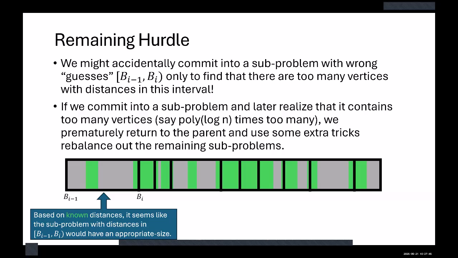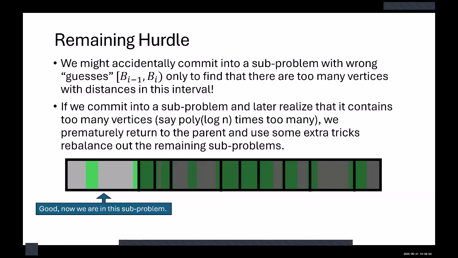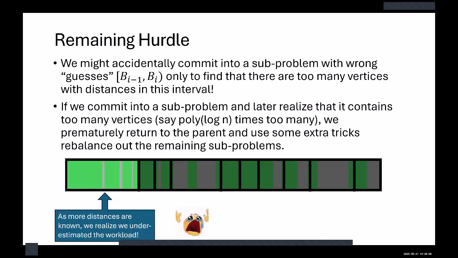So let's say we think B_{i-1} to B_i is the appropriate division. We think there shouldn't be too many vertices here because we only know this distance in green. So based on known distances, it seems like we can just go into the subproblem without too much trouble. So we commit to the subproblem, and we are in this subproblem now. And we come across more distances and realize that actually, there are so many more vertices in this subproblem than we expected. So we underestimate the workload.